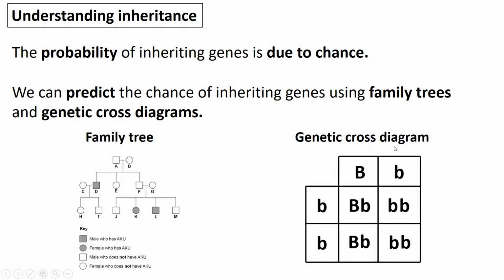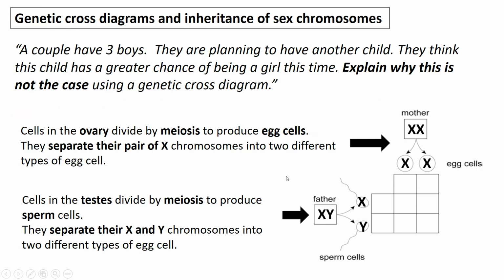A genetic cross diagram is a series of letters which shows you which genes are inherited. And we'll look at these in more detail in a minute. So this is an example of a genetic cross diagram to look at the inheritance of the X and Y chromosomes. So here's an example of a question you could be asked. A couple have 3 boys, they're planning to have another child. They think this child has a greater chance of being a girl this time. Explain why this is not the case using a genetic cross diagram.